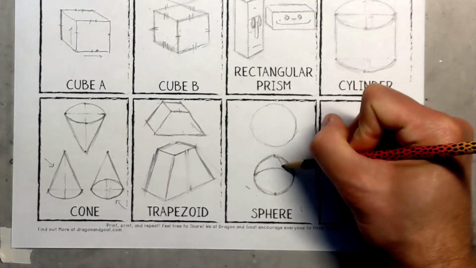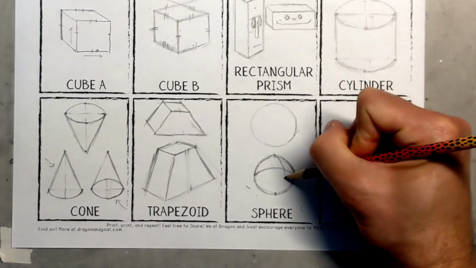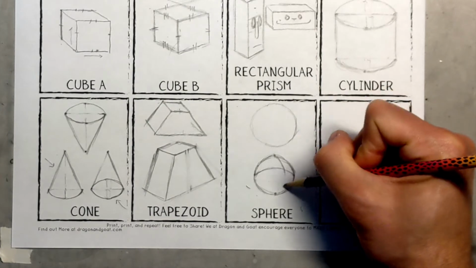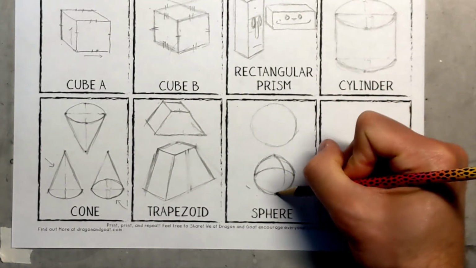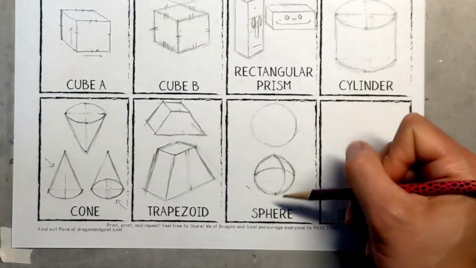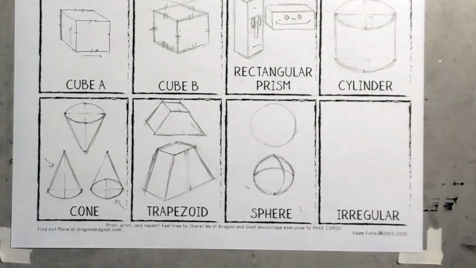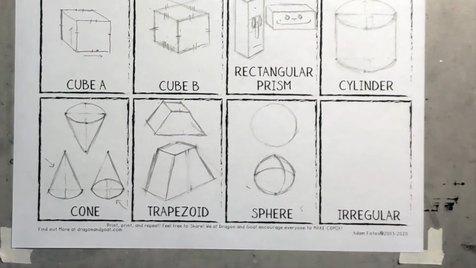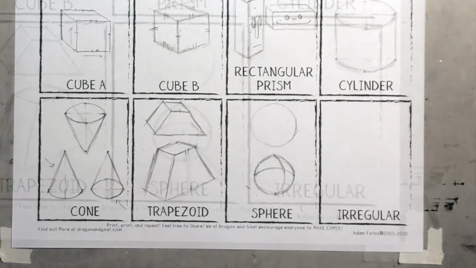So if you're thinking of it like a globe, the sort of longitude and latitude lines that we have on a globe, it's going to have a very similar curve. So these can be anywhere, and you can do more than just two, but this is how we're going to get more of an illusion of the sphere.